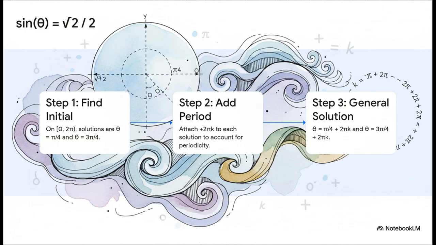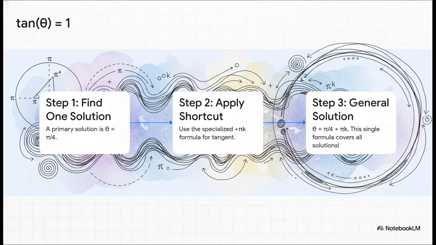Now for the new part, step 2. We just attach plus 2 pi k to each of them, and that's it. Seriously, you've now written down an infinite number of solutions. Now let's see that awesome tangent shortcut in action.